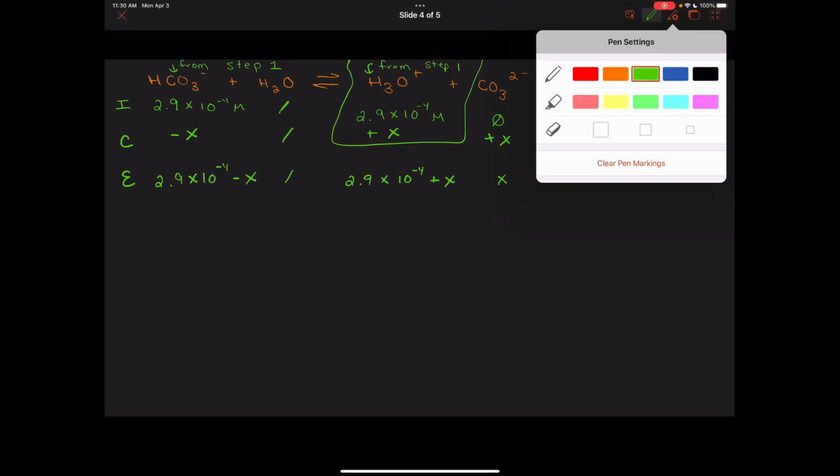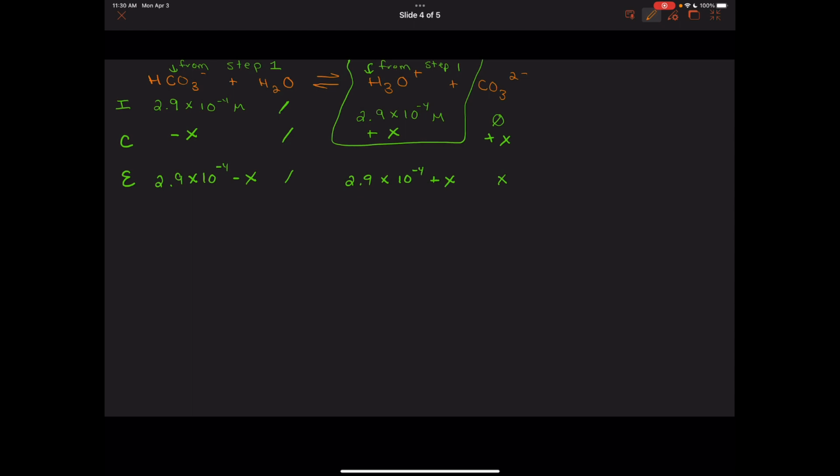So we go and plug this into our K expression for step 2. K says we're going to have the concentration of our carbonate, which is x, times the concentration of our hydronium, which is 2.9 times 10 to the negative fourth plus x, and then that's divided by my HCO3 minus, which is 2.9 times 10 to the negative fourth minus x. And that's equal to my K.